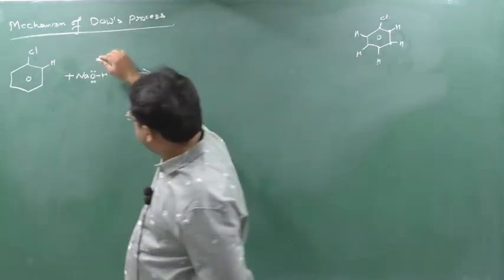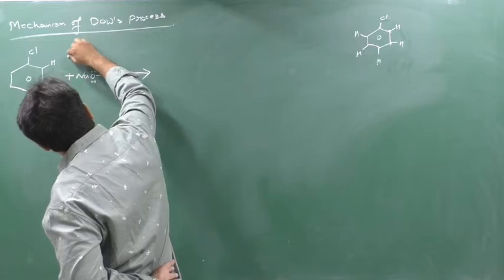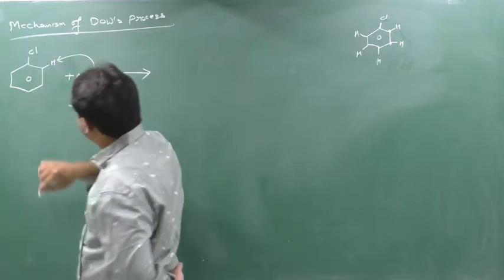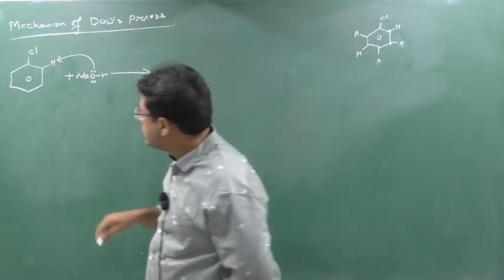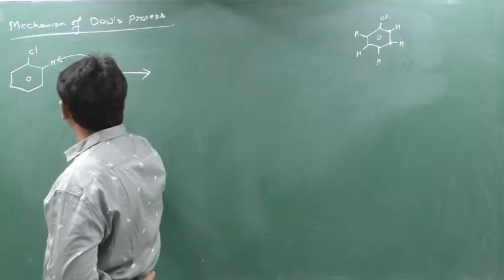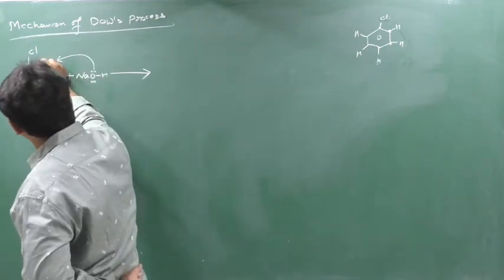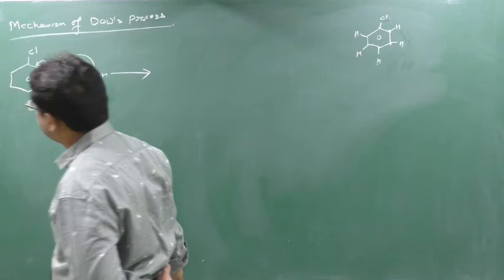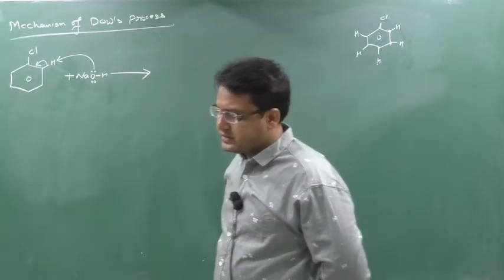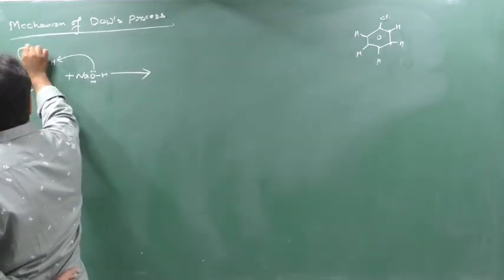The oxygen will donate its lone pair to this hydrogen, because this hydrogen is an acidic hydrogen and in requirement of electron. So this hydrogen will gain the electron from this oxygen, so it will release this place. Clear? It will release this place, and when it releases this place, this chlorine will be released.